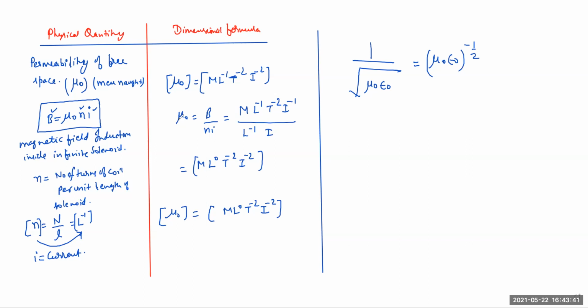Sir, M is 1 by 2, L minus 2, T0, A0, and I minus 1. M, how much? M is 1 by 2, okay. L minus 2, T0, A0. What is A? A is 1. What is A? Current, ampere? Yes, sir.